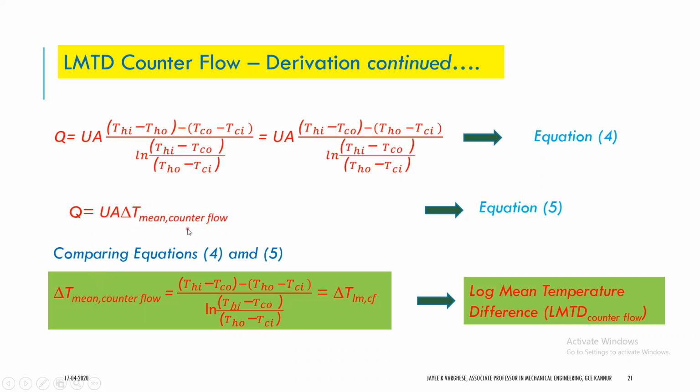This type of mean is called the log mean temperature difference. So delta T mean of counterflow is equal to THI minus TCO minus THO minus TCI, divided by log of THI minus TCO by THO minus TCI. This is called the log mean temperature difference for a counterflow heat exchanger, delta T log mean, where CF stands for counterflow. So it's like this.